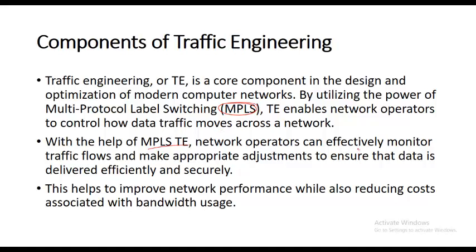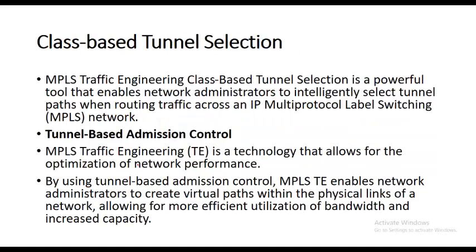All right, so we have class-based tunnel selection. So you can classify traffic like voice traffic. It will take tunnel number 1. And you may have TCP traffic. It may take tunnel number 5. So class-based. All right. So based on the class, you place the traffic inside the tunnel and you admit the traffic. So the traffic is controlled based on the classification. We also call it admission control.